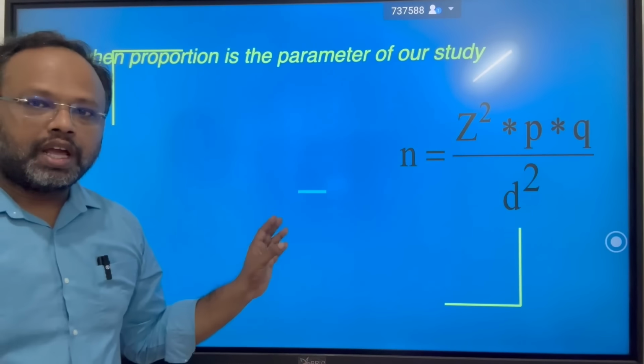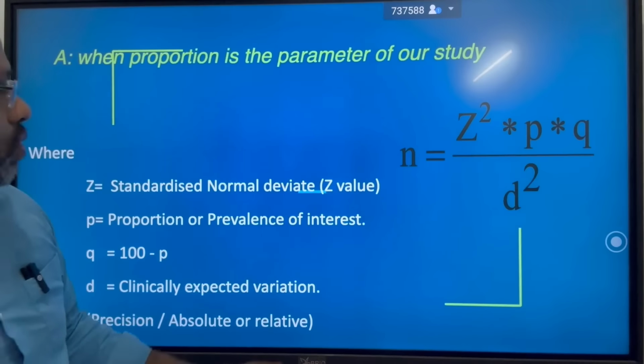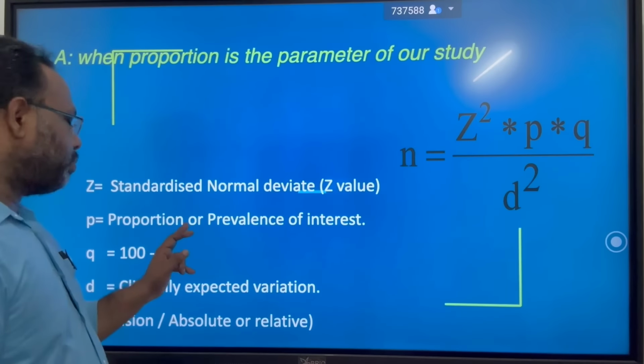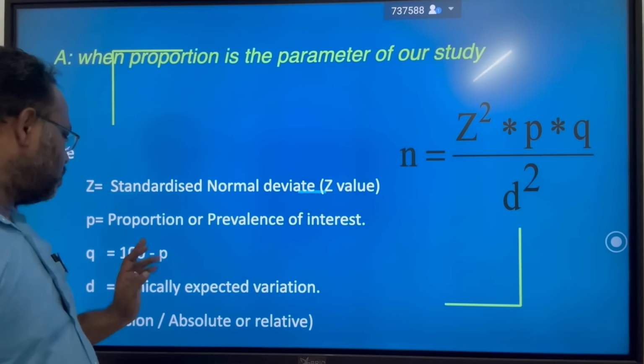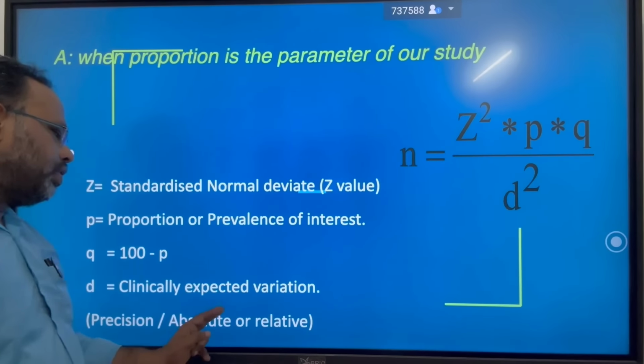So we need to substitute and calculate for sample size calculation of single group proportion here. As I mentioned here, Z is standard normal deviate or Z value, which is 1.96. P is prevalence or proportion. Q is 100 minus P. D is clinically expected variation, that is absolute precision.